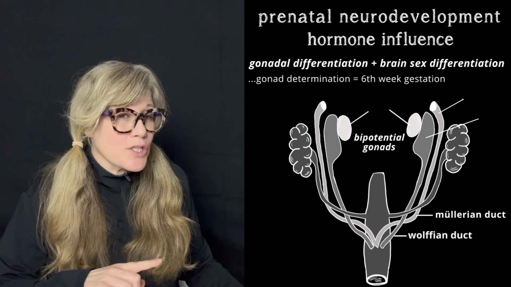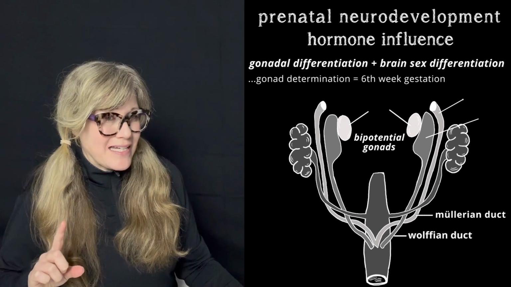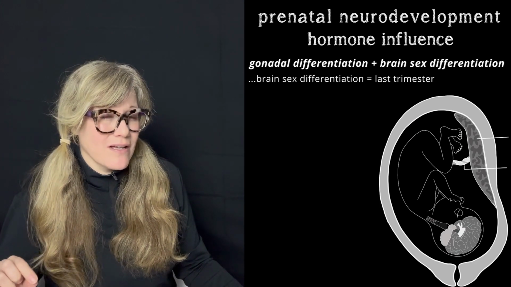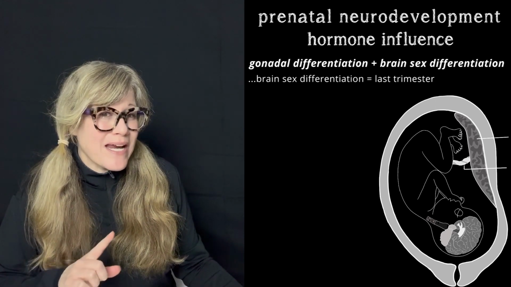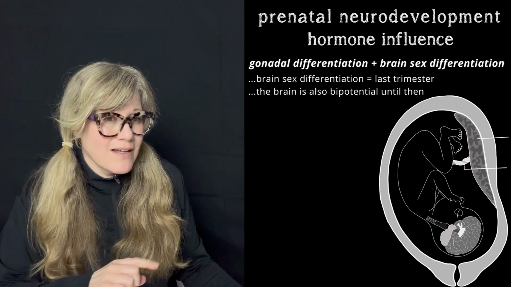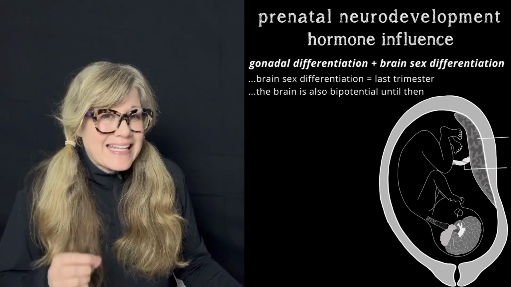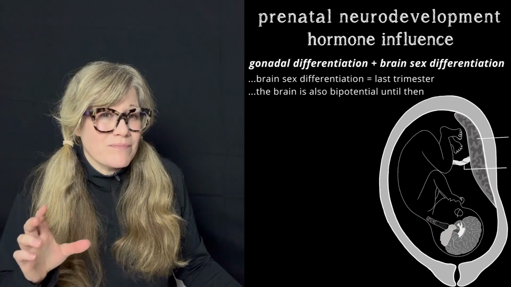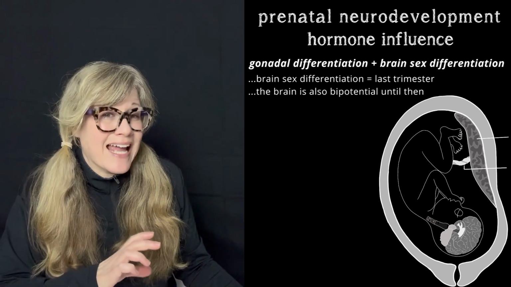Now, gonadal determination occurs around the 6th week of gestation, but brain masculinization or feminization doesn't occur until the last trimester, so beginning somewhere around the 25th week. Until then, the brain in both XX and XY embryos are also bipotential, meaning they can be either masculinized or feminized. And again, all that really means is that some brain areas organize slightly or not so slightly differently based on the presence or absence of prenatal androgen.